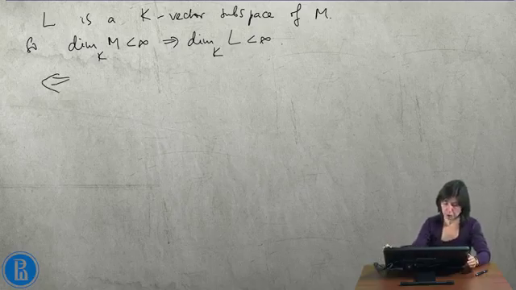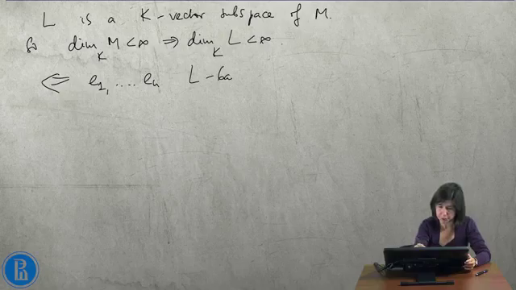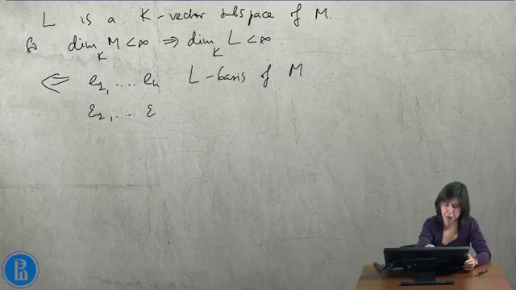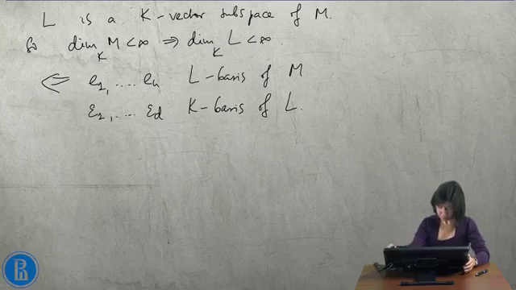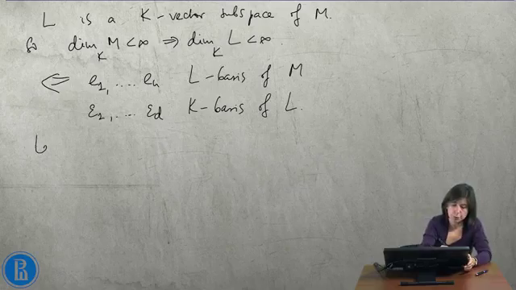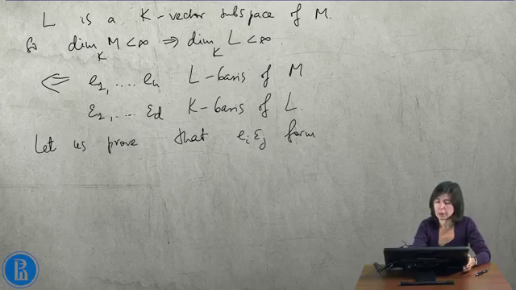The other direction is also easy, but one must make a little computation. So let e1 and so on en be an L basis of M, and let epsilon 1 and so on epsilon g be a K basis of L. So let us prove that e_i epsilon_j form a K basis of M.